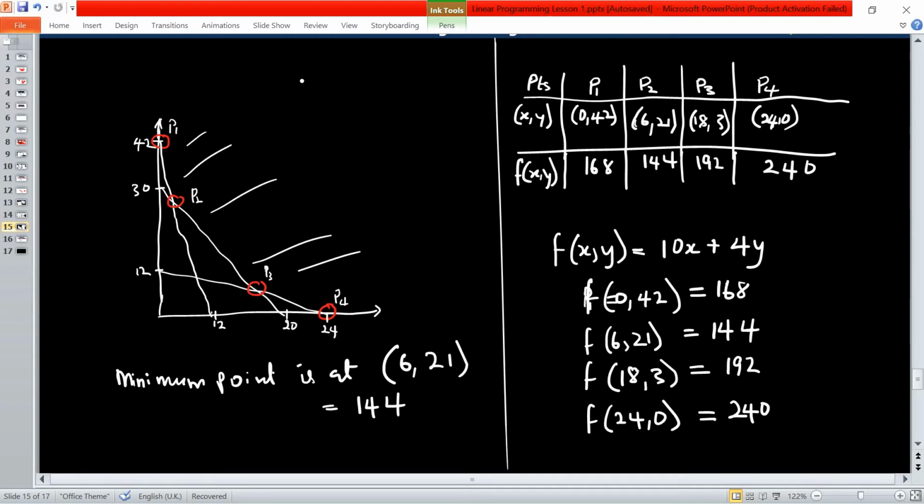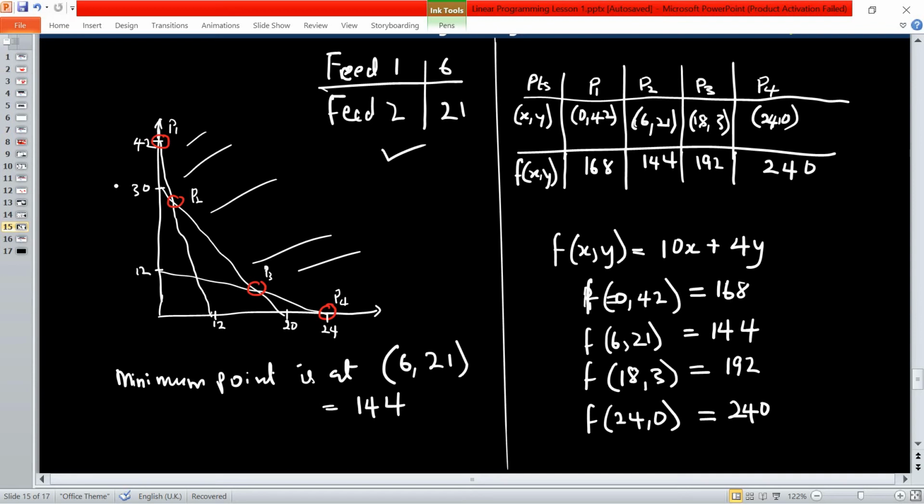All right, so when we interpret it into the problem, remember we are talking about feed 1 and feed 2. So here, for you to minimize the cost, you need to buy 6 units of feed 1 and 21 units of feed 2 in the blending model, and that solves our problem. So this is the final solution to this problem. We found the minimum point, and that is really very good.